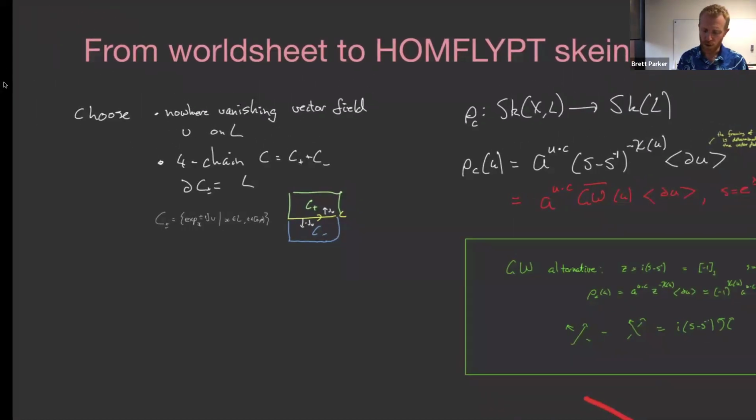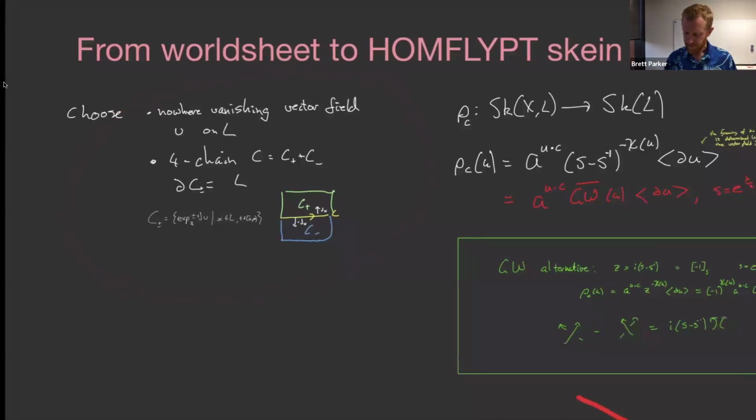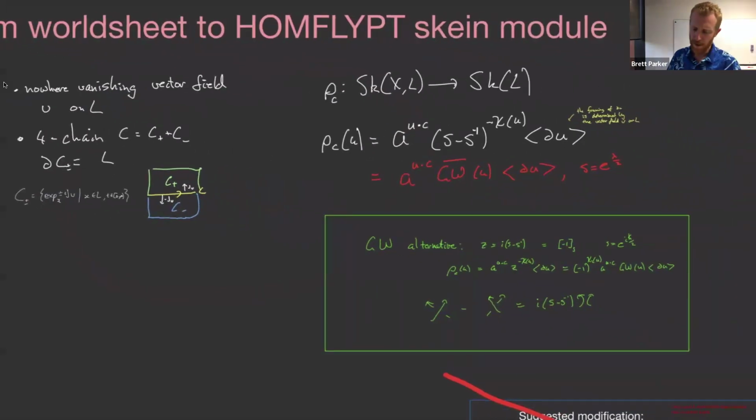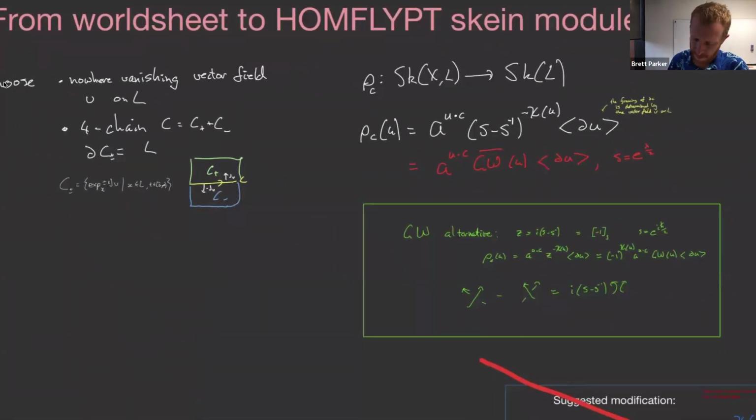Okay, so once you choose this data, then the map from the worldsheet Skein module to the Humphrey Skein module is just given by this framing factor A to the power of the intersection of your holomorphic curve with C. So C is a 4-chain. Your curve is 2-dimensional. This will have some intersection number, which you can put in here. And that accounts for the framing.